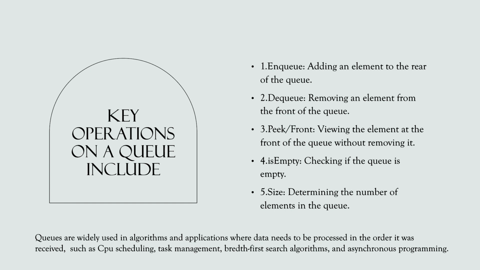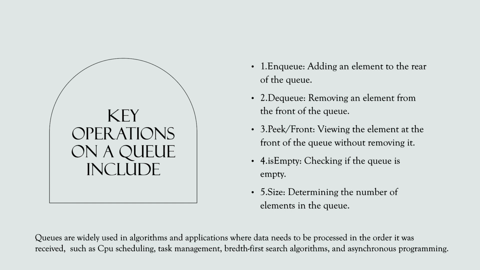And we have peek or front. I call it front, but you can call it peek, and that is viewing the element at the front of the queue without removing it. And then isEmpty, that's where we check if the queue is empty. And then size is where we determine the number of elements in the queue.